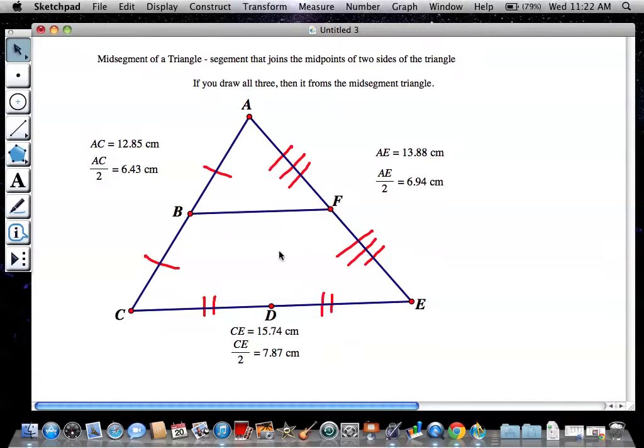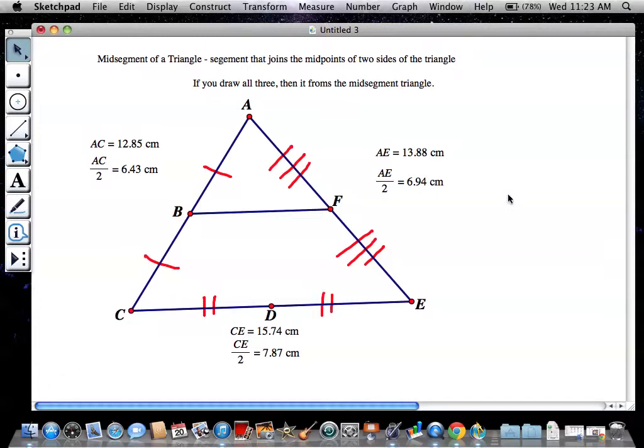Now, if I draw all three of them, I form the midsegment triangle. Okay, and I'll do that here in a sec. But first things first, I've listed the length of AC here, and it's 12.85. I've listed the length of AE, 13.88, and I've listed the length of CE.